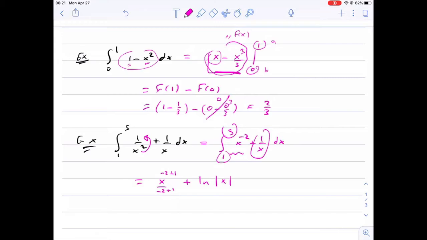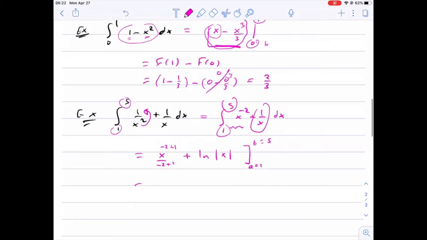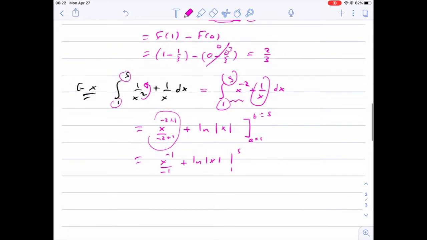So for a definite integral, this is called a definite integral because the domain on which we integrate is specified from a to b. So we need to evaluate this at a and at b, but a equals 1 and b equals 5. Now this is x to negative 1 over negative 1 plus natural log of absolute value of x from 1 to 5. Now this can be rewritten as, now we have negative 1, so this is just a sign. x to negative 1, if we bring it down, it becomes negative 1 over x plus natural log.